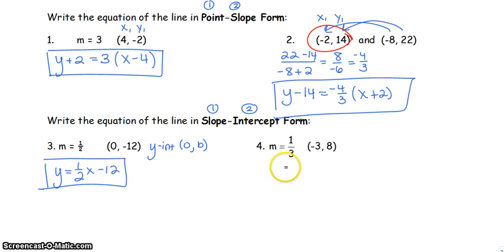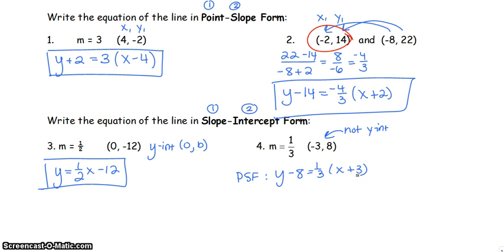When we look at number 4, we're given our slope. We're given another point of negative 3, 8. This is not the y-intercept. If it's not the y-intercept, we can't just choose, oh, okay, I'm going to put 8 in the equation the way I put negative 12 in. When you're not given the y-intercept, you have to either find the y-intercept or start in point slope form. So y minus 8 equals your slope of 1/3, x minus a negative 3, which makes x plus 3.